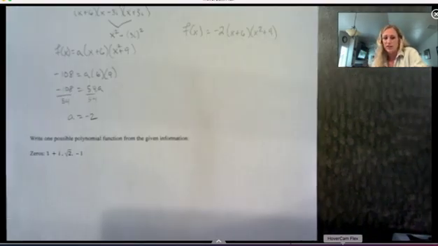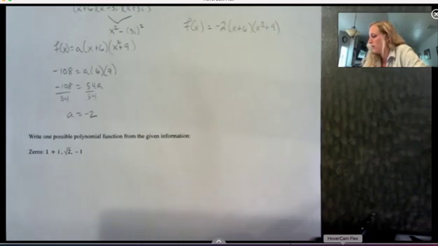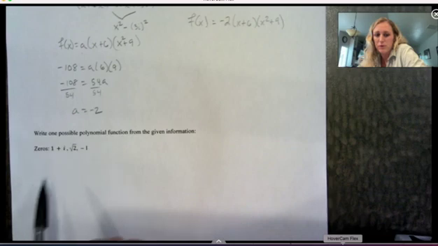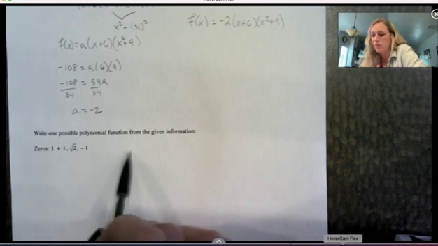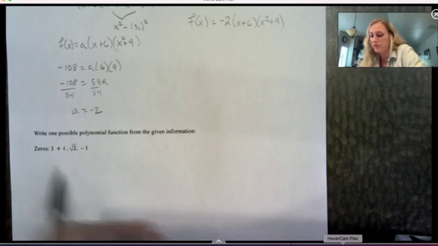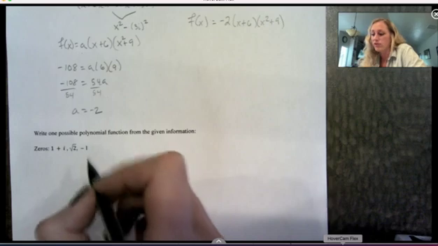All right, last one here, you guys. One more example like this. Okay, one possible polynomial from the function. So they are not giving me a point that it has to go through, so we're not going to worry about a, that leading coefficient. We are just going to write out all the zeros.